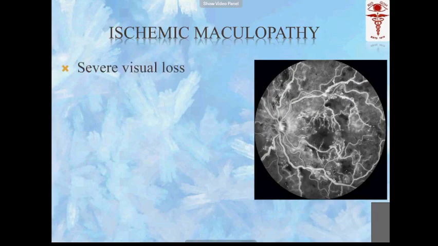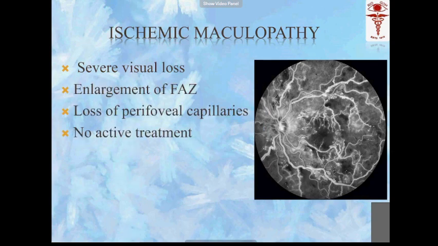Again in ischemic maculopathy, nothing can be done for this, no active treatment. There is actually no blood vessels at all. Everything is occluded and obliterated. So for this only observation, and you have to give a pan-retinal photocoagulation because this much amount of ischemia, there will be extensive formation of new vessels because of increased secretion of VEGF.